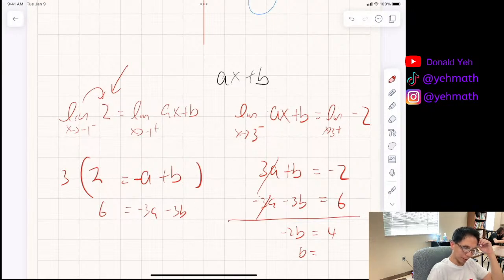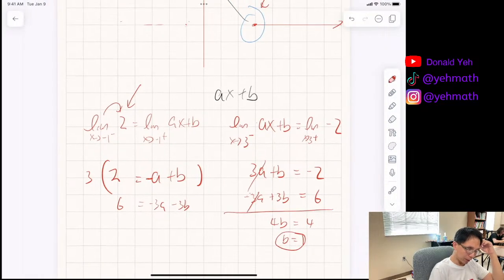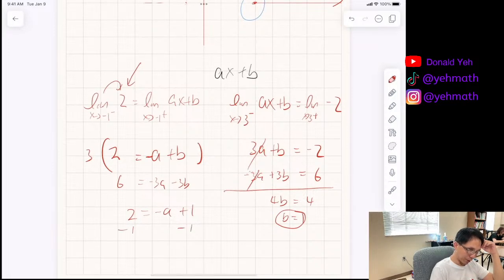Well, I feel like there's something wrong again. This should be positive, right? Yeah, positive. Okay, I make so many mistakes. So here it's going to be 4b equal to 4, b is equal to 1. Once b equals 1, 2 equals negative a plus 1. So I'm going to subtract 1 on both sides, so 1 equals negative a, so a is equal to negative 1. So I got those two things here.